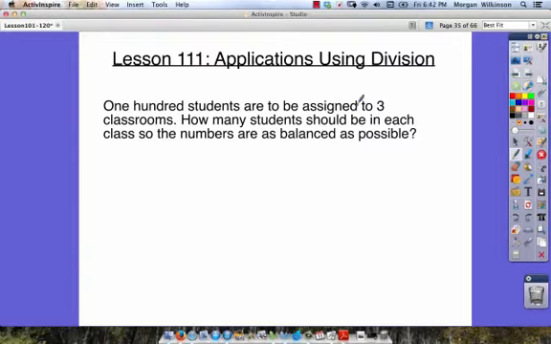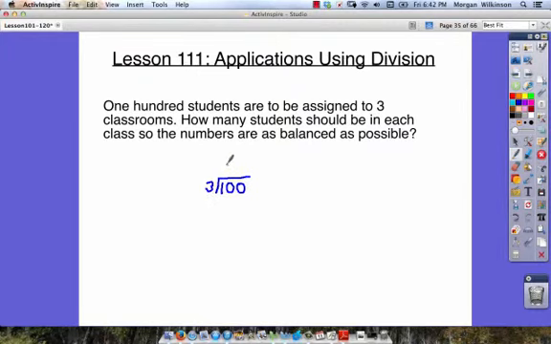Now in this problem, if we're going to take 100 students and put them in 3 classrooms, well, we've got to use division to find out how many should be in each group. So let's do that. We've got 100. We're dividing those 100 students into 3 classes. We're going to see how many should be in each class.